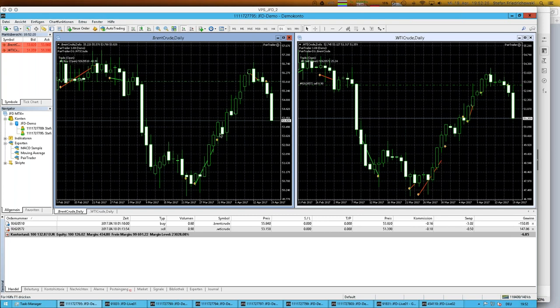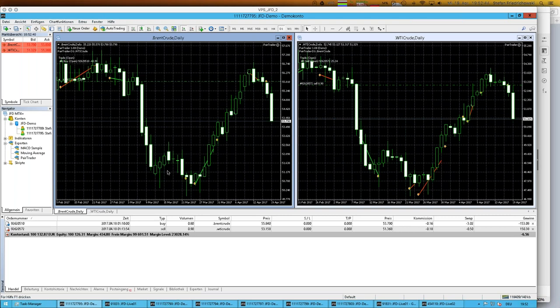So what we wait for is the return to normal. And when we reach that, meaning the difference between the actual ratio and the EMA on that ratio crosses the zero line once again, then we close both trades.